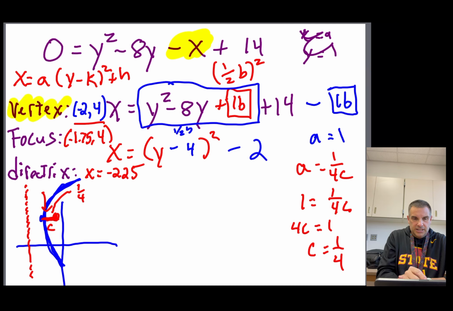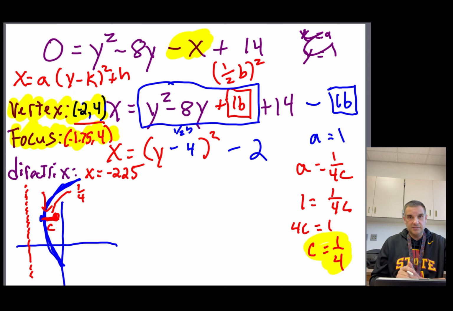So there's my vertex. Found that by completing the square. My focus, found that by adding my c value. And then my directrix, I did that by subtracting the c value. That's what I wanted you to find in this question.